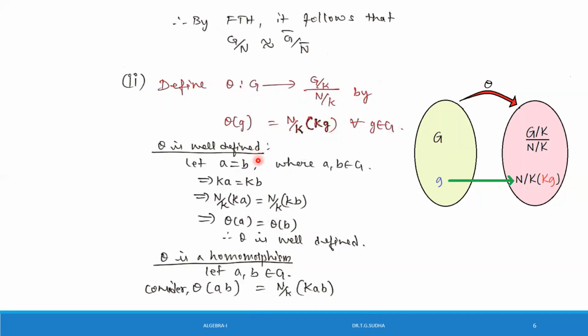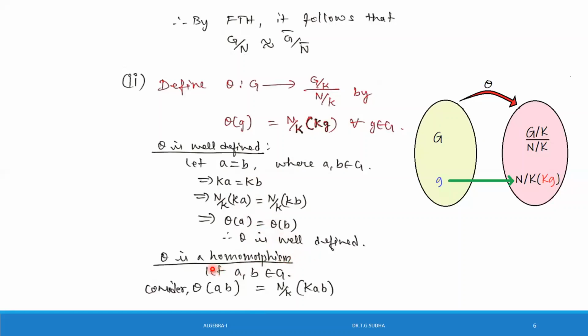First, let us prove that theta is well defined. Let A be equal to B, where A and B belong to G. Since the elements are equal, the cosets generated by these two are equal. Therefore, Ka will be equal to Kb. Therefore, the coset n by k of Ka is equal to n by k of Kb. Since these two are equal, by the definition of theta, theta of A is equal to theta of B. Therefore, the elements being equal implies the images are equal. Therefore, theta is well defined.